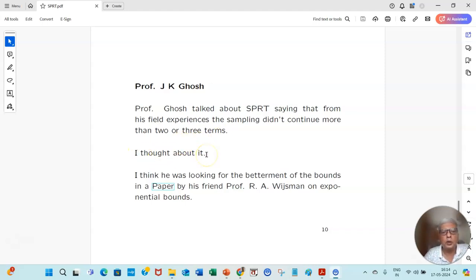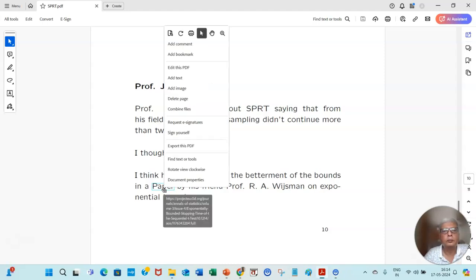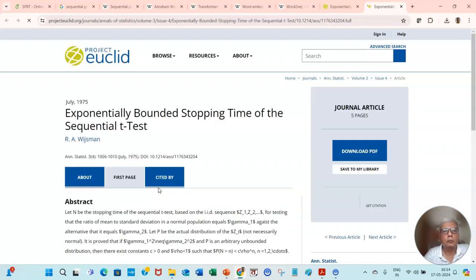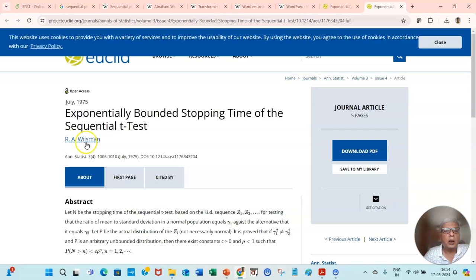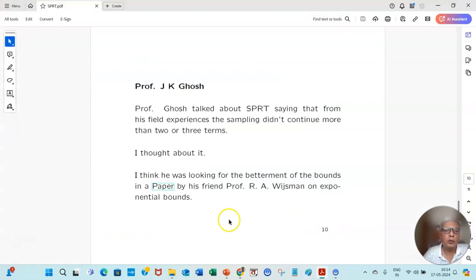I thought about it, and I think he was looking for the betterment of bounds in a paper by his friend Professor R.A. Wijsman on exponential bounds. So we have the paper here. It's a paper by R.A. Wijsman, exponentially bounded stopping time of the sequential t-test, and Professor Ghosh thought that this could be heavily improved. The exponential bounds could be heavily improved. I mean, that's my idea.